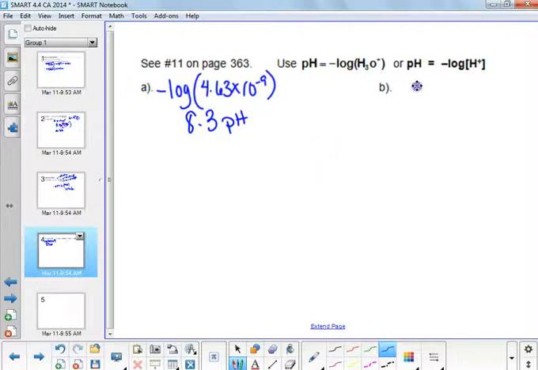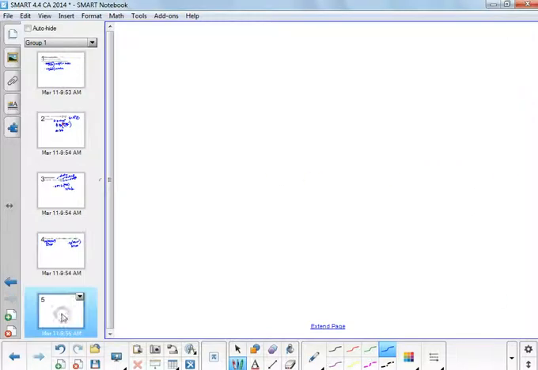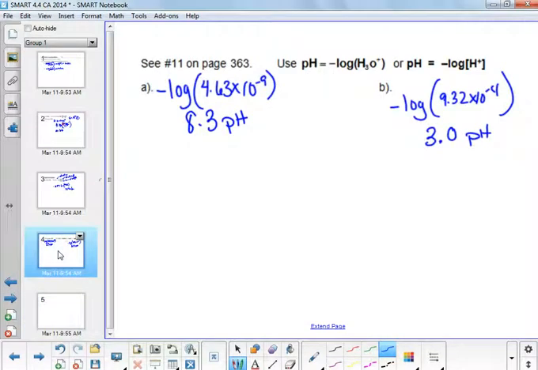Part B, vinegar is 9.32 times 10 to the negative 4th. On our calculator, negative logarithm of 9.32 times 10 to the negative 4th. Vinegar is actually called acetic acid because it is indeed an acid. The pH came out to 3.03 on my calculator, but they want 1 decimal place. 3.0 is our pH, which indicates that it is an acid. It's not a super strong acid, but it is an acid. I guess that's it. Pretty short lesson on 4.4.